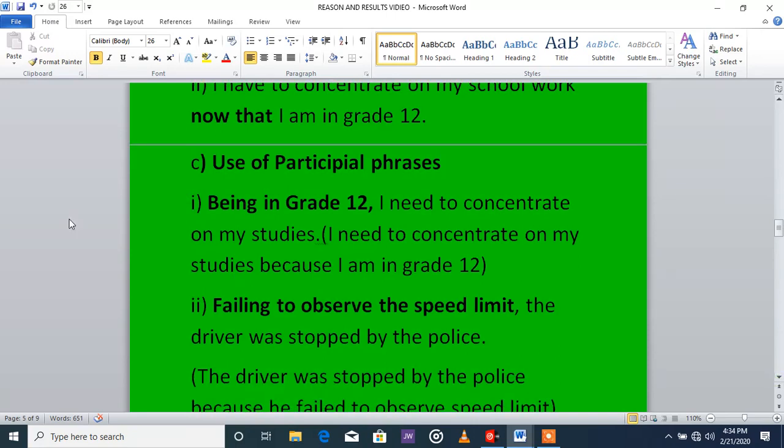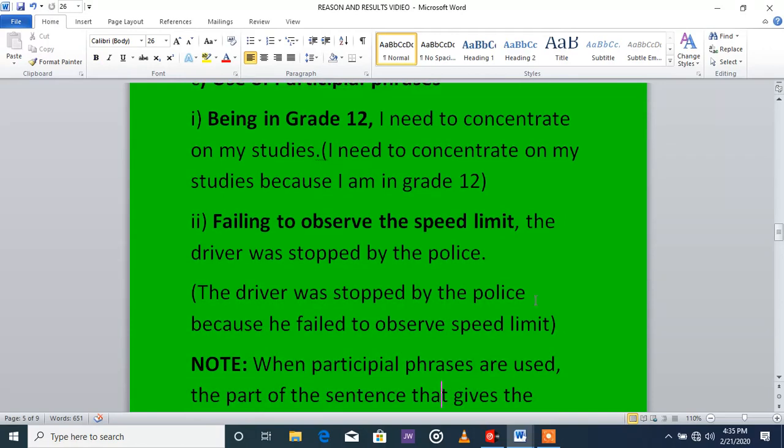Then use of participle phrases like here: being in grade 12, I need to concentrate on my studies. So we can use words like "being in grade 12, I need to concentrate on my studies." This one can also, if you are to use "because" in the middle, be: I need to concentrate on my studies because I am in grade 12. All right, so if you are given to begin with "being," you are able to follow that example.